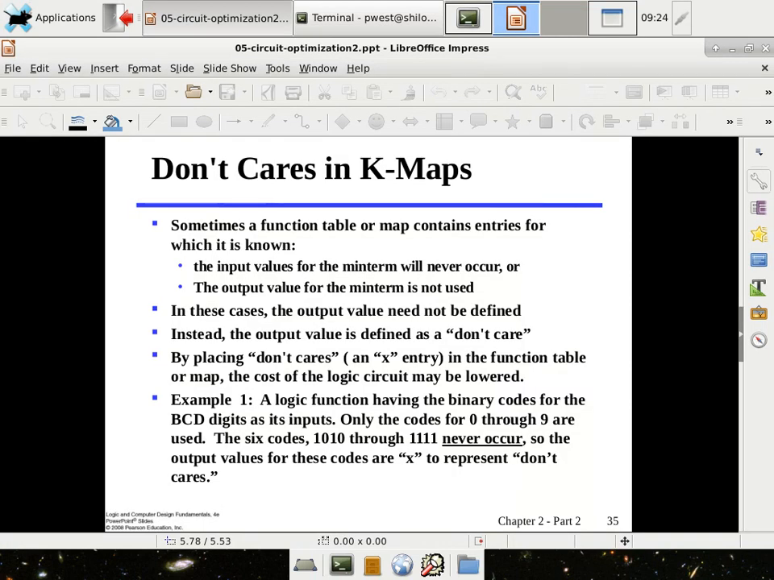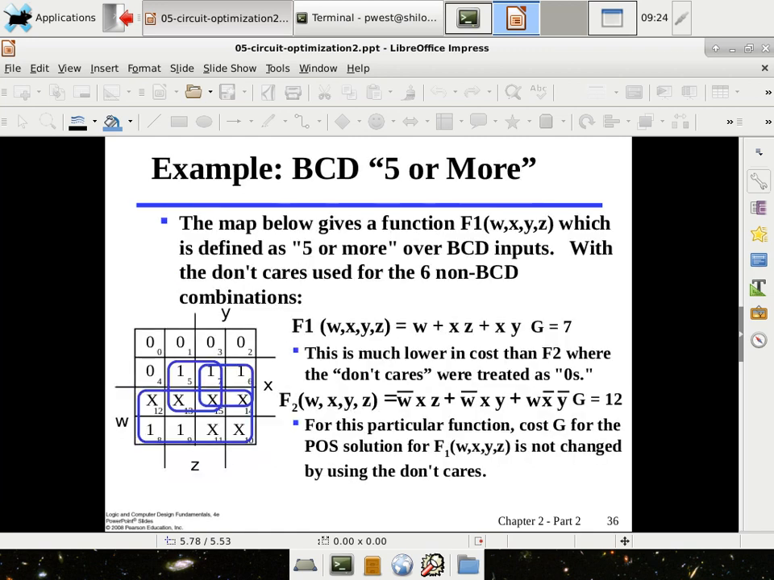Okay, we've talked about how we convert to K-maps and how K-maps can at least help us find an optimal solution. Now: don't cares and K-maps. For some circuits, it actually doesn't matter if that minterm is a 0 or a 1. So we can take advantage of this by putting a don't care as an X, which means you can grow the prime implicant across it, or not use it in your final estimation.